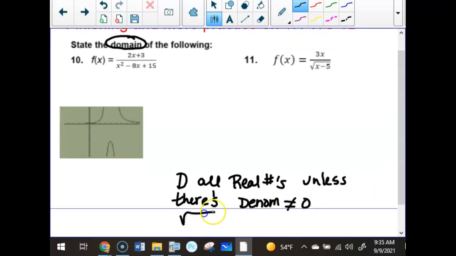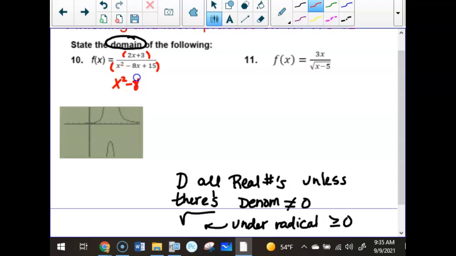And if there's any kind of a square root, what's underneath under any radical must be greater than or equal to 0. Can only take the square root of a positive number. So, the domain for this number 10, if you graphed it, you'd need parentheses around the top and the bottom. But when you looked at the graph, it would be super hard to tell where these breaks are. Okay? What we need to know algebraically is that this denominator cannot equal 0.